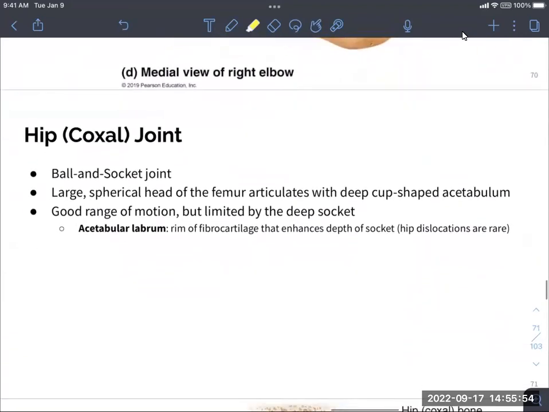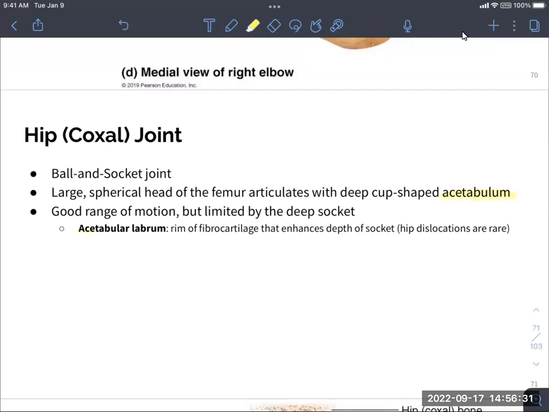Let's look at our hip, or the coxal joint. That's another ball and socket joint we looked at when we saw the appendicular skeleton. That is where the femur articulates with the acetabulum. We have a lot of motion with our legs, but it is still kind of limited because you can't kick your leg up next to your head. Most people cannot because of the restriction in that acetabulum.